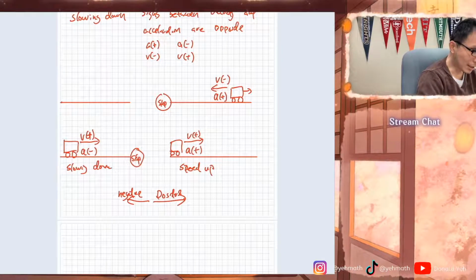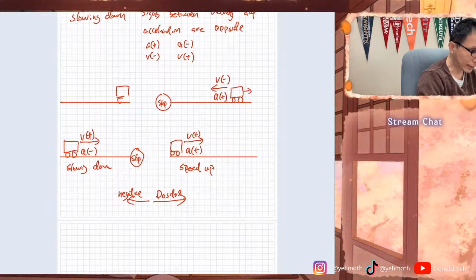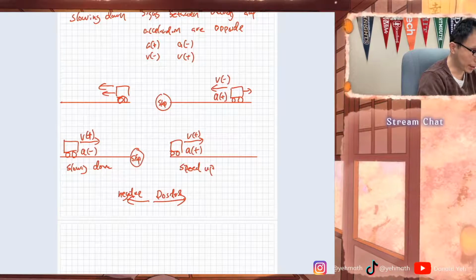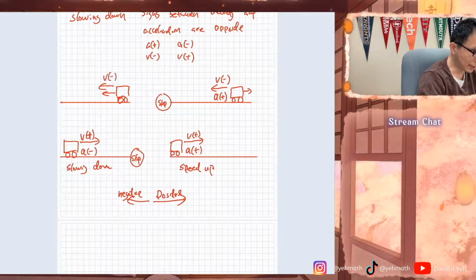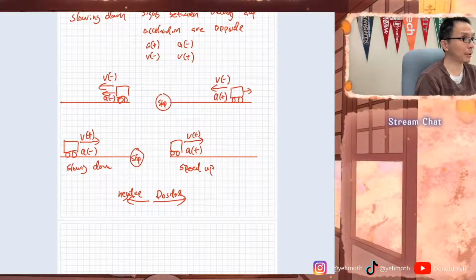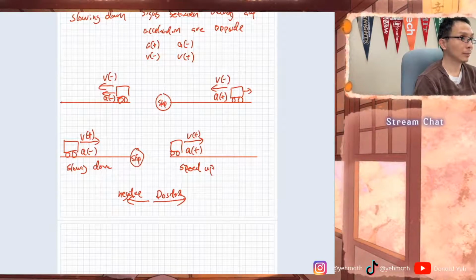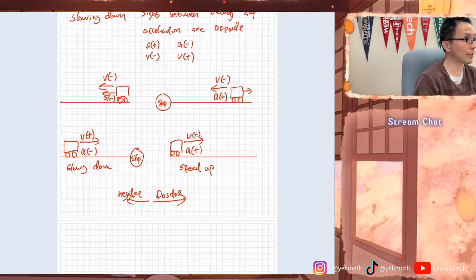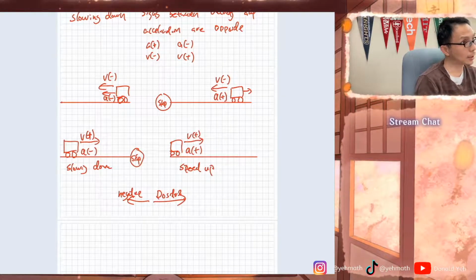Okay, so after the stop sign, this car is going this way, going this way. So my velocity is negative. My acceleration is also negative because I'm pushing that way now. So acceleration has a direction sense just as much as a velocity.